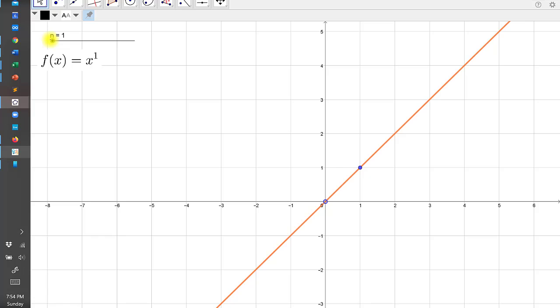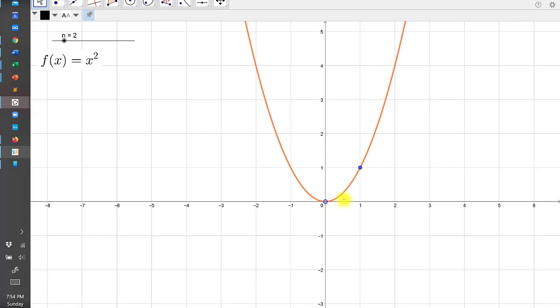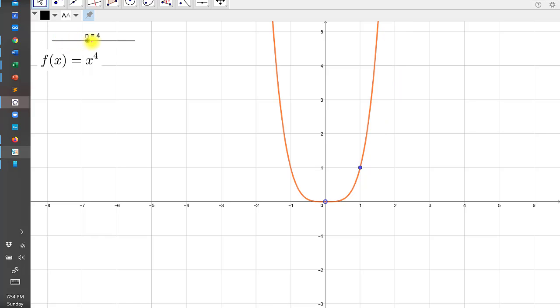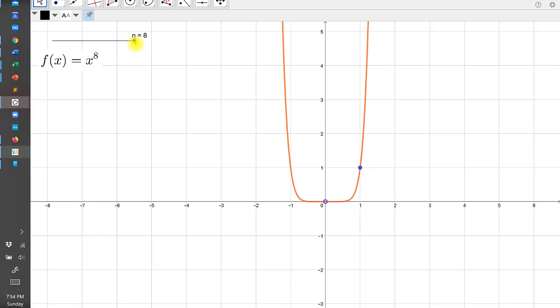Oh, I could do also x to the 1. There we go. This is just the function f of x equals x. And as I increase the degree, it will get flatter. It'll get squeezed in more against the x-axis. Here we go. x squared, x cubed, x to the 4th, x to the 5th, x to the 6th, x to the 7, x to the 8. So that's something to notice. It becomes flatter. It also gets sort of stretched up more, it becomes a little skinnier.